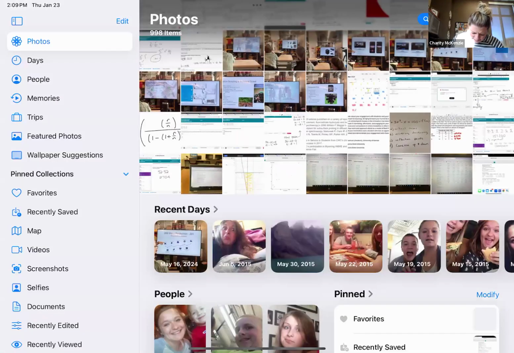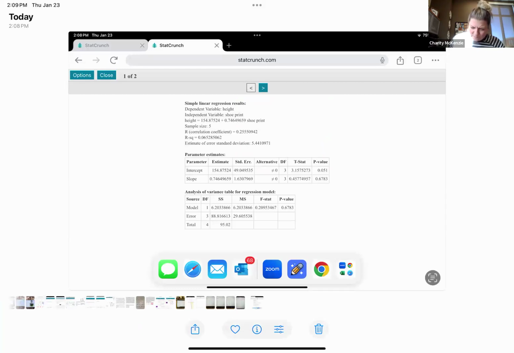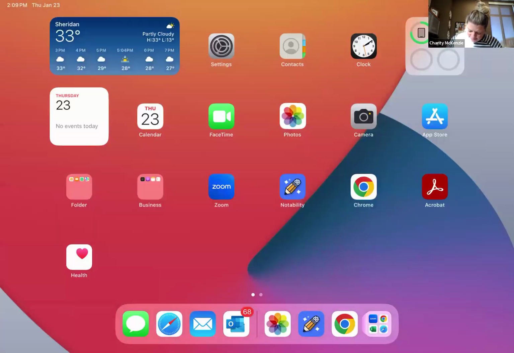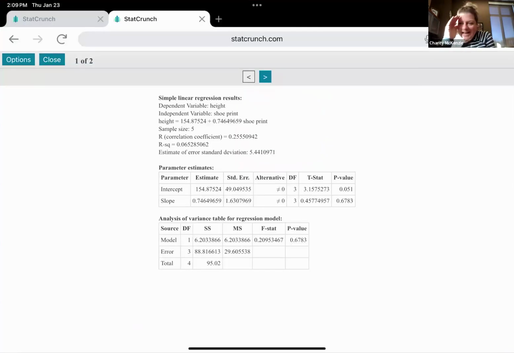So when I look at this, it won't let me right there either. Oh, forget it. It's not a big deal. So when I look at this, look at the top. Sorry. You see height equals 154. That's the equation of the line.